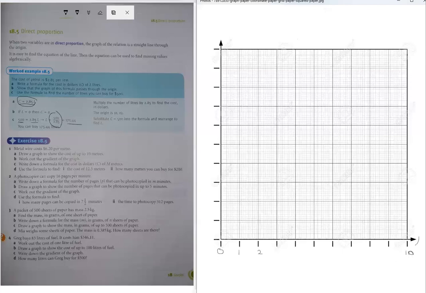Okay, so this part will represent meter. This one will represent meter. Then this top part will be the cost.